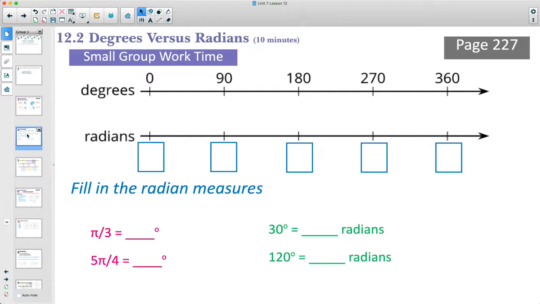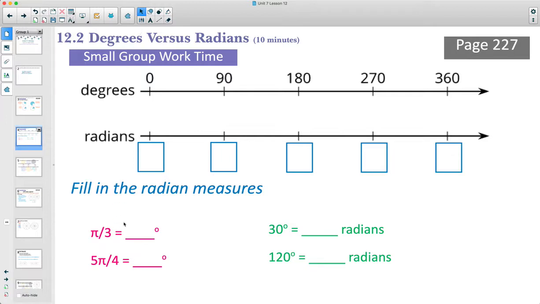All right, then in 12.2, if you're in class, you're going to work with your small group to fill in these blanks down here under this double number line on page 227. If you're working alone, you can certainly do it yourself. So you just want to get these blanks here filled in with the radian measures. So think back to lesson 11 and see if you can fill in the radian measures.